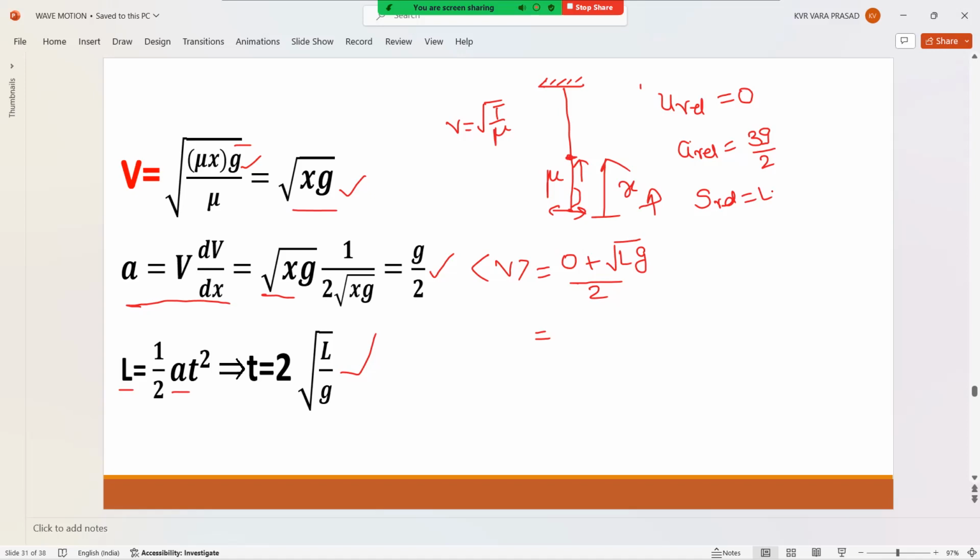If we take the dropped body as reference, the pulse is moving upwards with acceleration 3g/2. The velocity of the pulse with respect to the dropped body is 0 initially, its acceleration is 3g/2 upwards, and the displacement is L. So we can write the equation s = (1/2)at². S relative is L, equal to (1/2)(3g/2)t². From this we get the value of t: t = 2 root of (L/3g). This is the time taken by the pulse to reach the dropped body. This is regarding that problem.